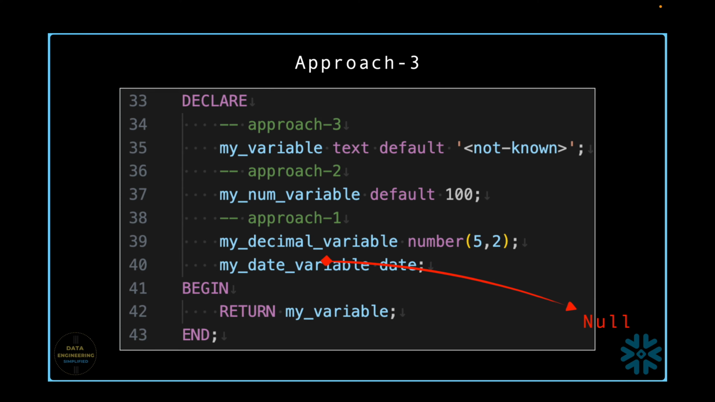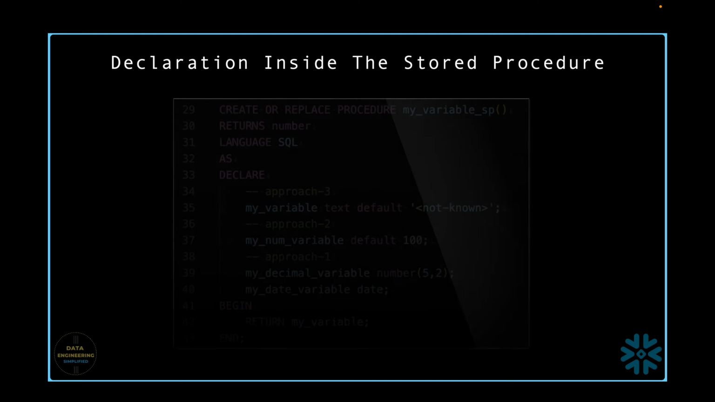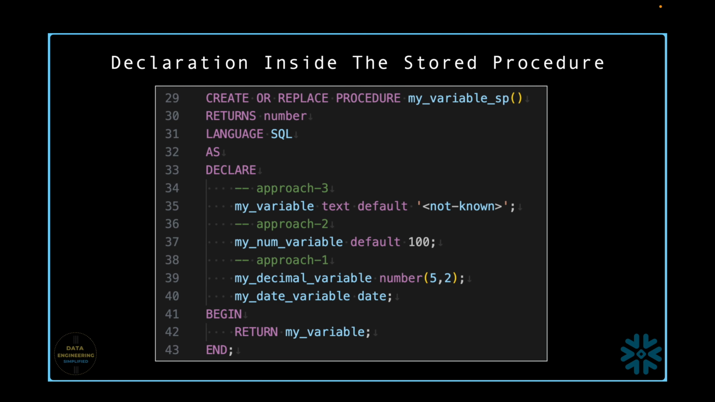In this case, my_date_variable will have a null value. As we learned in our previous chapter about anonymous blocks and stored procedure construct, the anonymous block body is just copied and pasted right after the AS keyword when we define a stored procedure. And the return type from the anonymous block must match the stored procedure specification.